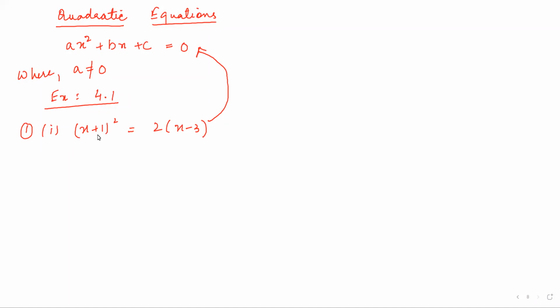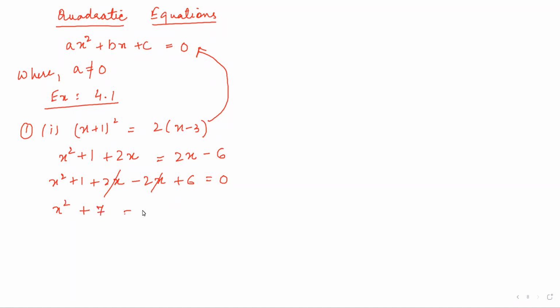So just simplify. Left hand side is (a plus b) whole square, which is a square plus b square plus 2ab. Correct? And then you multiply this. So this will be 2x minus 2 into 3 is 6. So bring all the terms on one side. x square plus 1 plus 2x, then you get minus of 2x and plus of 6 is equal to 0. Right? So 2x will get cancelled out. So this is x square plus 7 is equal to 0.